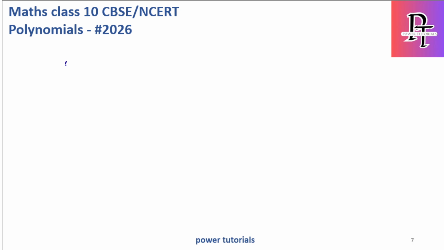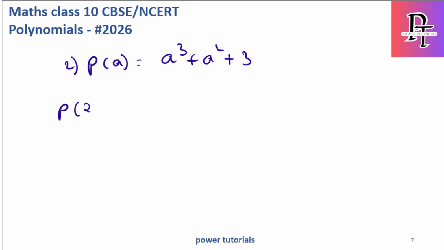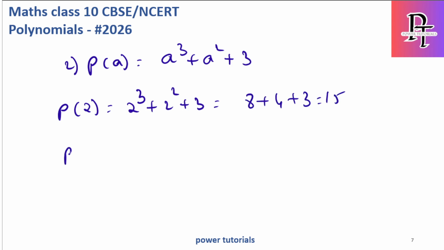Now we have a second polynomial, p of a, which I am keeping as a cube plus a square plus 3. If I ask what is the value of this polynomial at p of 2, then it becomes 2 cube plus 2 square plus 3. 2 cube is 8, 8 plus 2 square is 4, 12, plus 3, which is 15. Same way, if I say what is p of 0, then it becomes 0 cube plus 0 square plus 3, which is nothing but 3.